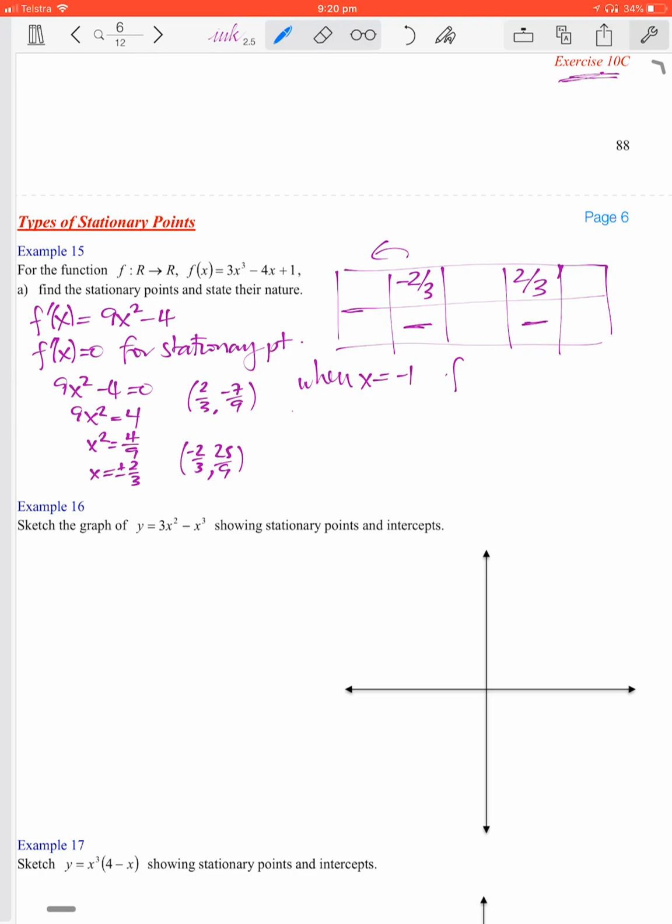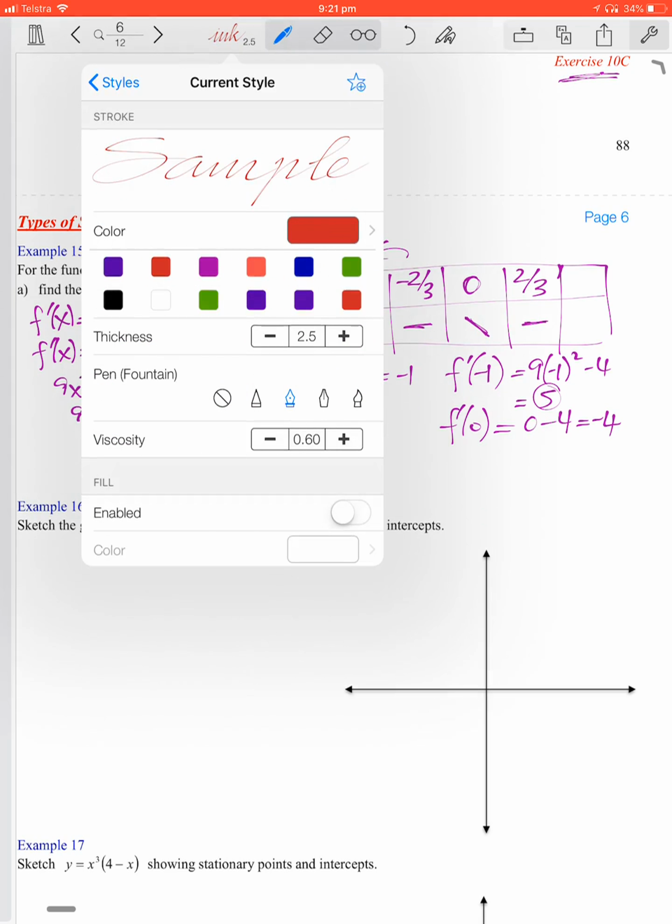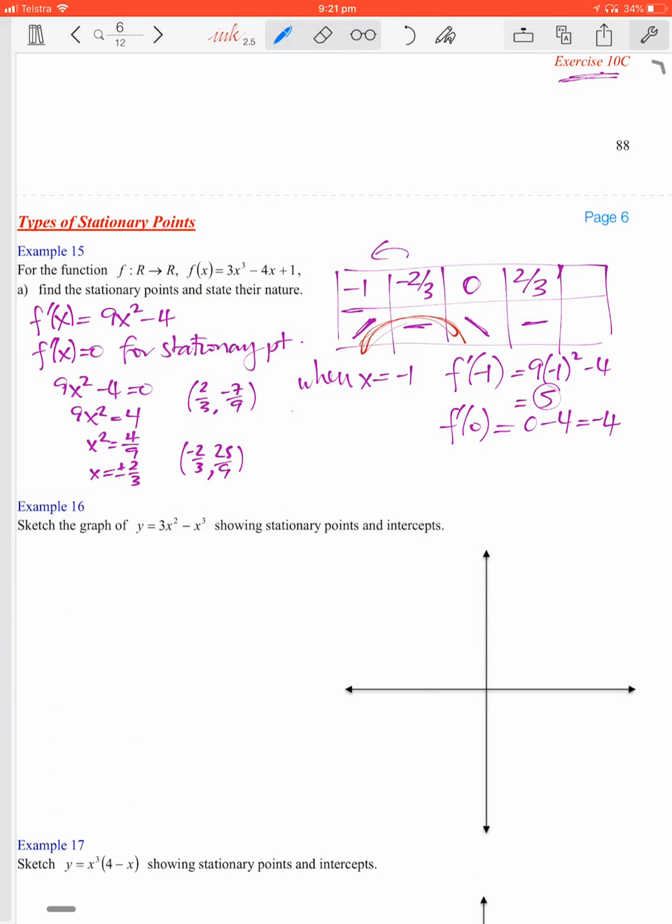If I put that into the derivative, I get f dash of negative 1, which is 9 times negative 1 squared minus 4, which is 9, take away 4, which is 5. So we know it's got a positive gradient because dy/dx is positive, so it's got to be going up. Something in between negative 2/3 and 2/3 is 0. So f dash of 0 is equal to 0 minus 4, which is negative 4. So we know here it's got a negative gradient. So this point here is a maximum, because it's going up to a maximum point and then coming back down.